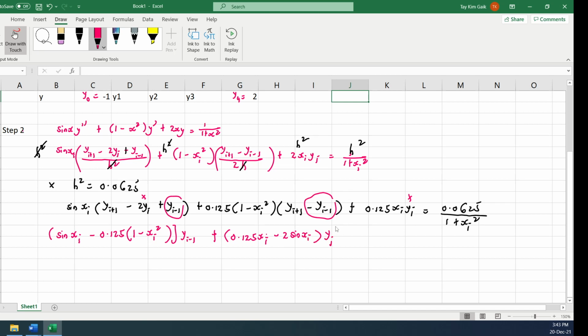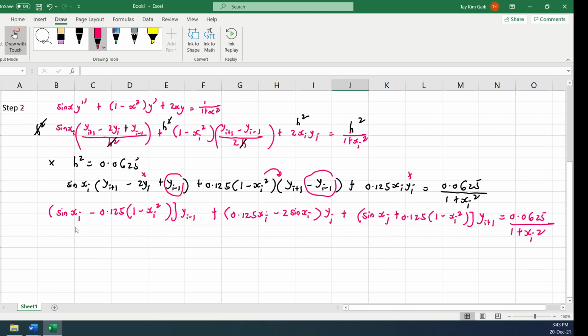And then the y_{i+1}. You see here you have sin x_i for y_{i+1}, plus 0.125 bracket 1 minus x_i squared. This is for y_{i+1}. So it equals 0.0625 divided by 1 plus x_i squared.